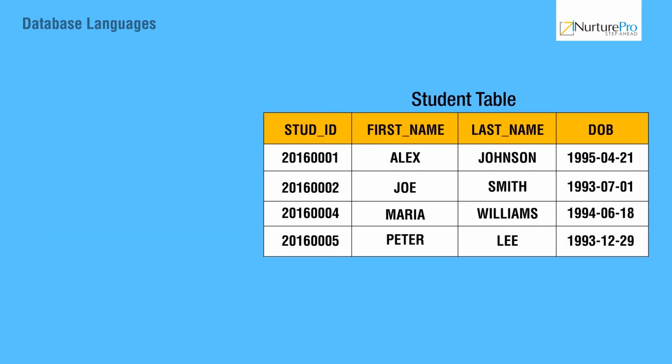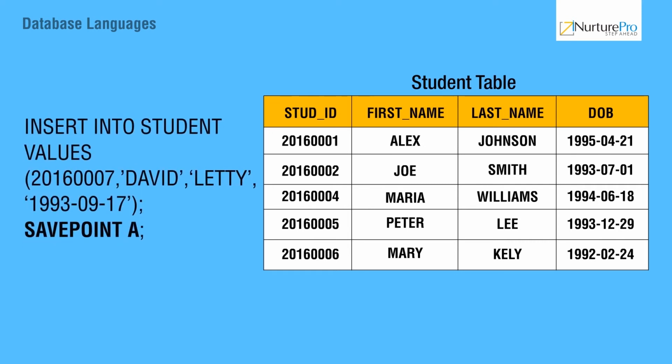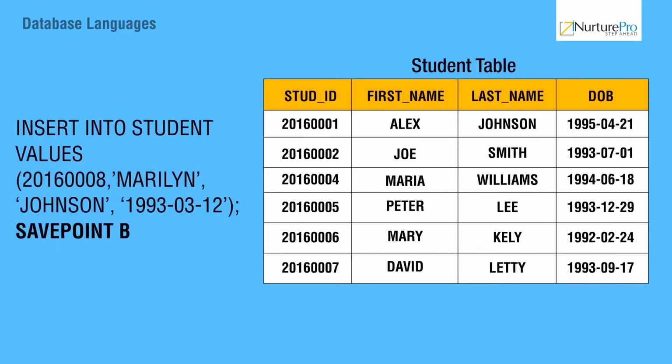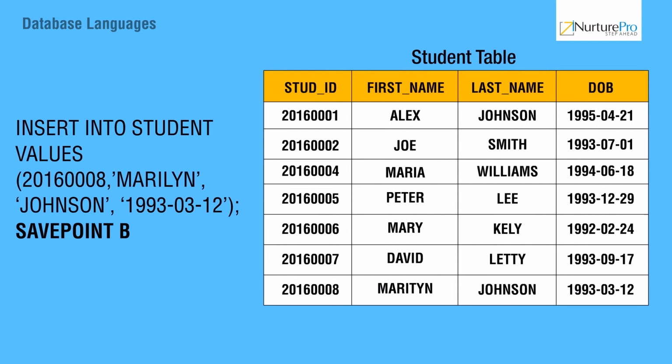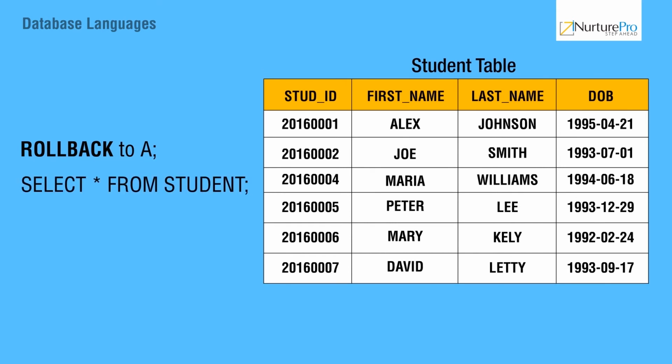Now let us use some transaction control statements on the student table shown on screen. Here, the commit statement will store the data permanently into student table, and save point A will create a temporary save point at this transaction. Similarly, save point B will create a temporary save point at this transaction. Now roll back to save point A. This will display the resultant student table till the data stored at save point A as shown on screen.